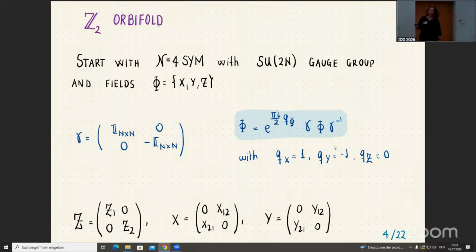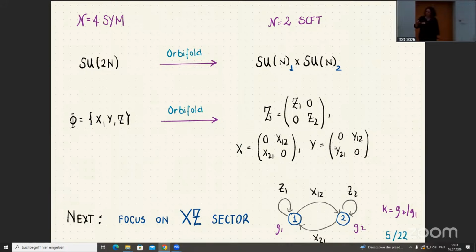So in practice, what happens is that we always end up with a Z that's diagonal and some off-diagonal X and Y. So what's happening in practice is that the SU(2N) is getting broken to SU(N) times SU(N). And we will call the first copy 1 and the second 2. And the fields will now behave like this. So basically the Z1 transforms in the adjoint of the first copy, the Z2 in the adjoint of the second copy, but the X and Y are in the bifundamental of these two copies.